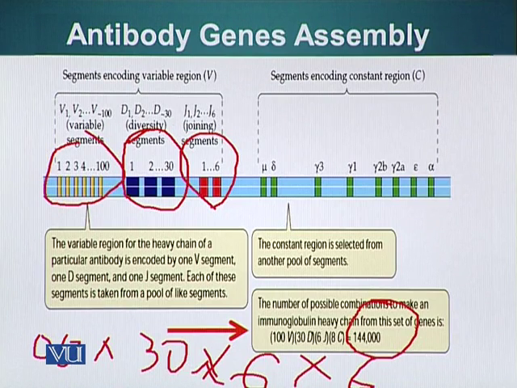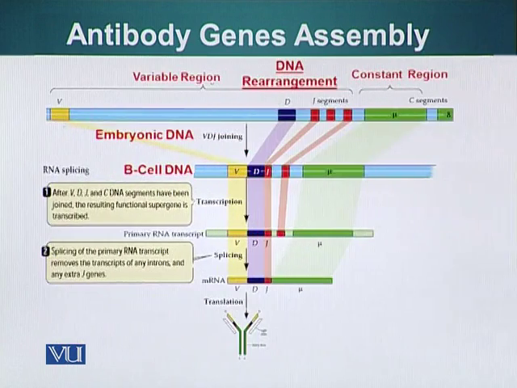If we think about it, we have 2 chains, heavy and light. If we say that we have the same type of formula for the light chain, the total number of possible combinations of the light and heavy chains will be 144,000 times 144,000. So this number goes over a billion. This is one of the mechanisms B cells use to generate diversity.